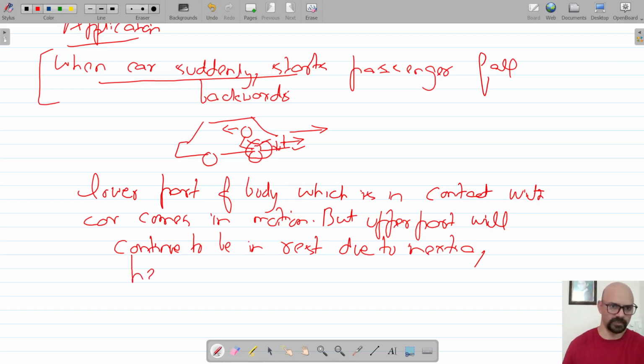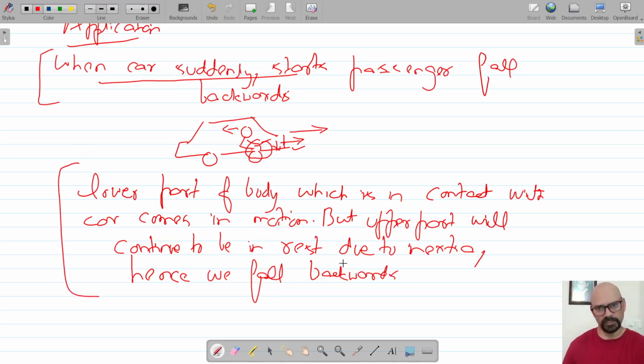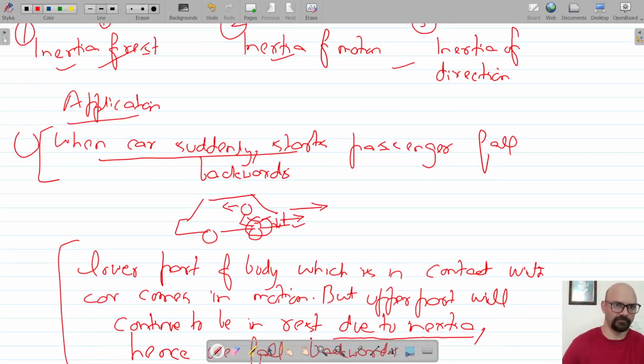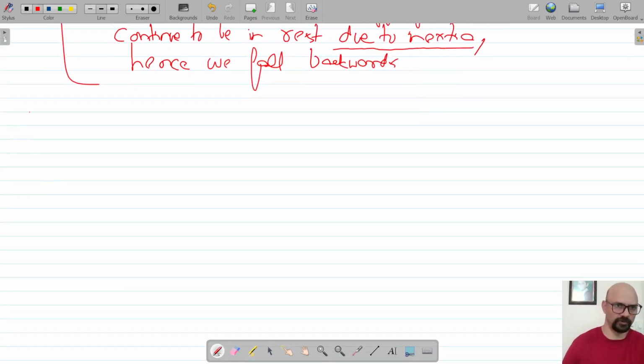And hence we fall backwards. In this case, we have to mention that this is because of inertia that we fall backwards. So the next example is when the brakes are applied, passengers are pushed forward. So this is the first example, the first application, or let's say the use of inertia.